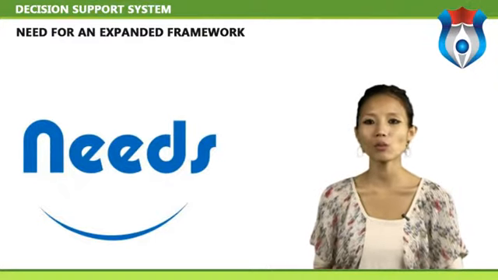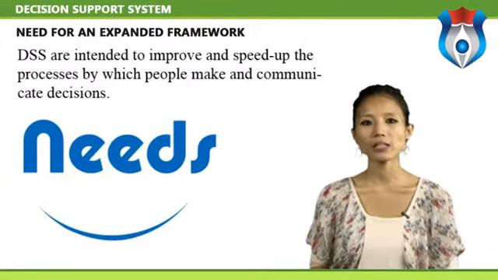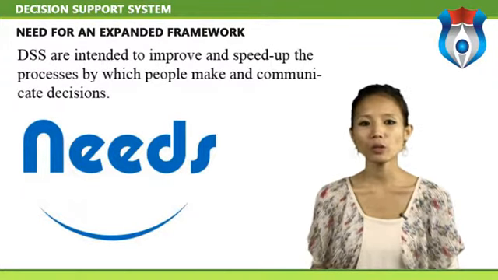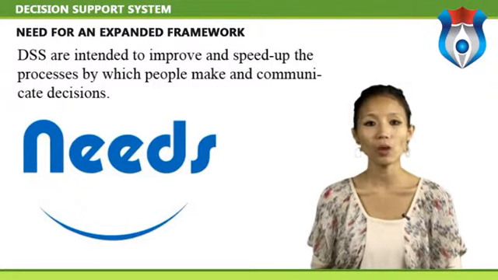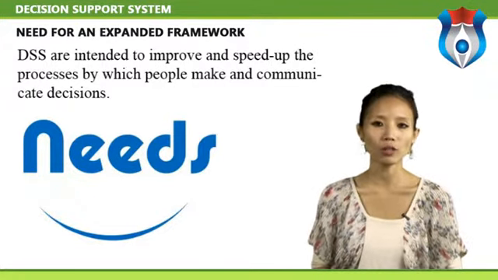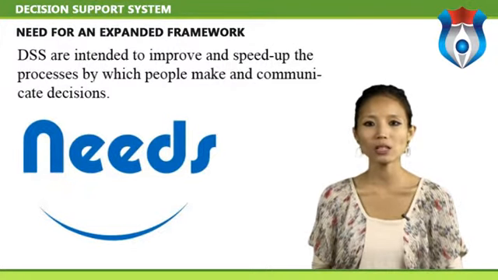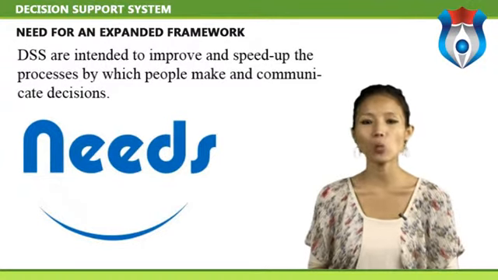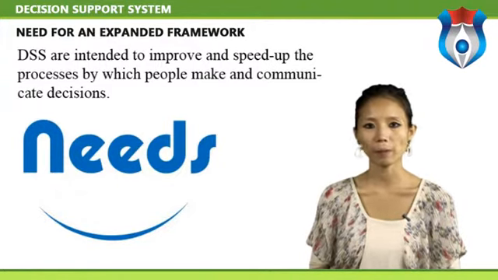Decision support system should be defined as a broad category of information system for informing and supporting decision makers. DSS are intended to improve and speed up the processes by which people make and communicate decisions. We need to improve how we define decision support system on both a conceptual level and on a concrete technical level. Board managers and DSS designers need to understand categories of decision support so they can better communicate about what needs to be accomplished in informing and supporting decision makers.